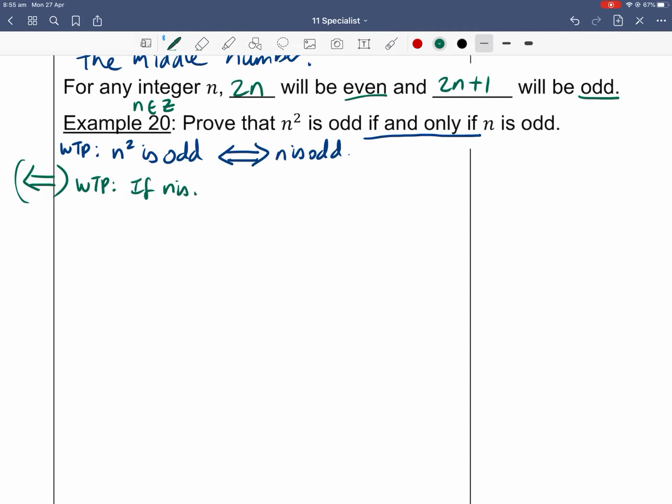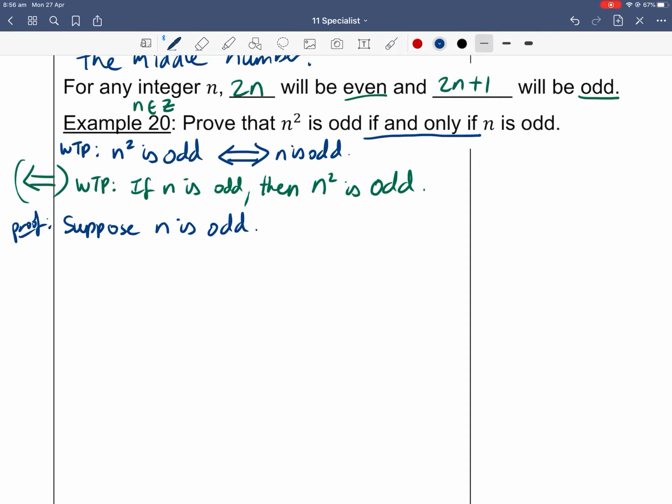So for starters, let's consider if n is odd, because that's the going backwards. Then we want to show that n squared is odd. Well, how do we do that? So we want to show the backward statement. Well, suppose, because our statement we're starting off with is if n is odd. So suppose n is odd. So I'm going to write proof. Suppose n is odd.